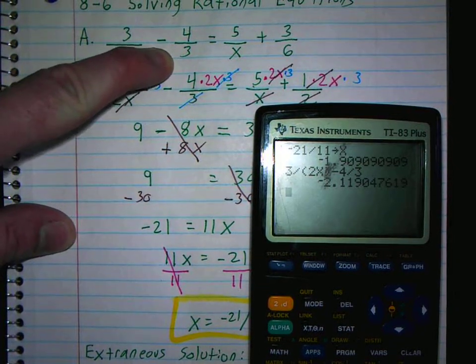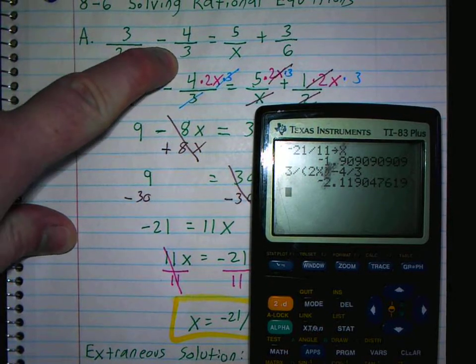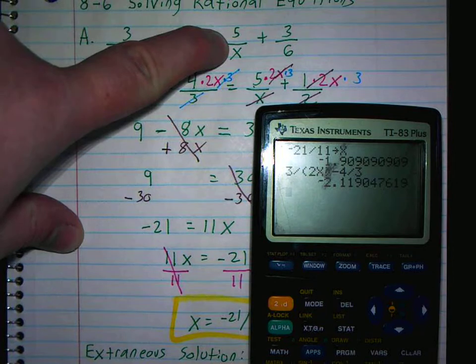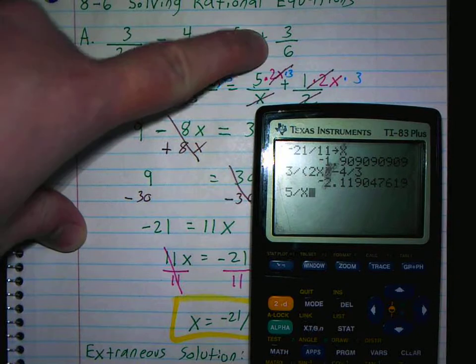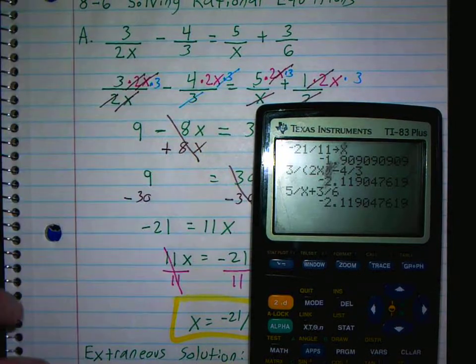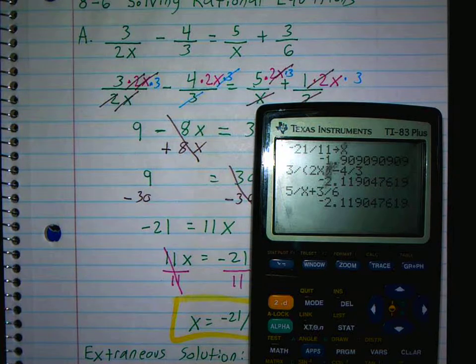And I get the decimal, -2.11. Okay? Does that equal 5 divided by x? And again, I don't need parentheses around the x because it's by itself, plus 3/6. You see how both of those are -2.11? That means that that x value of -21 over 11 made both sides equal the same thing. So it is not an extraneous solution. Okay? It's an actual solution. But had we got two different numbers here, then that would tell you that either one, you did the problem incorrectly, or you would label it as an extraneous solution.